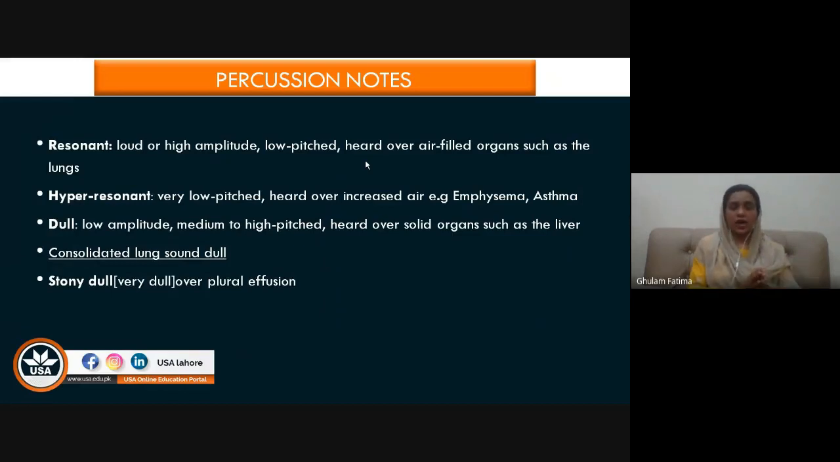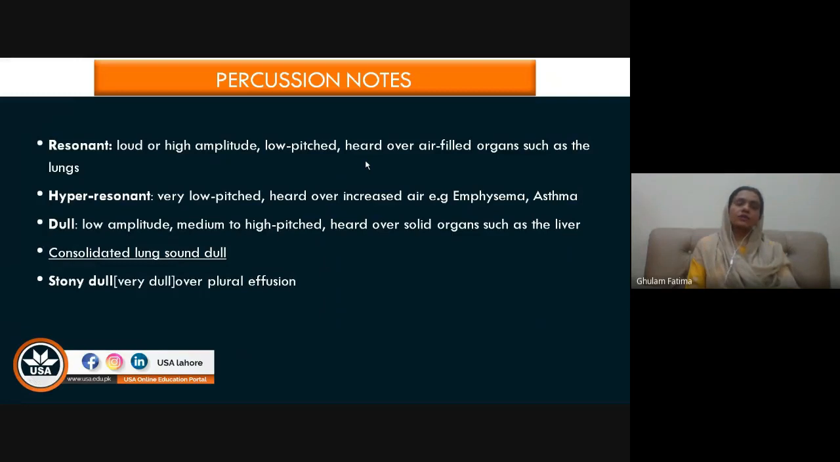So for the resonant note, if you percuss your lung, the sound you get is actually loud, that is high amplitude, but at the same time it has a low pitch. It means that the sound is heavy, and this kind of sound will be heard over air-filled organs such as the lungs.